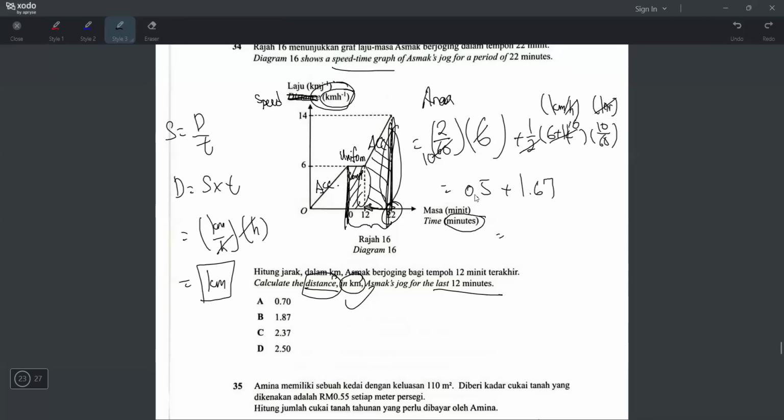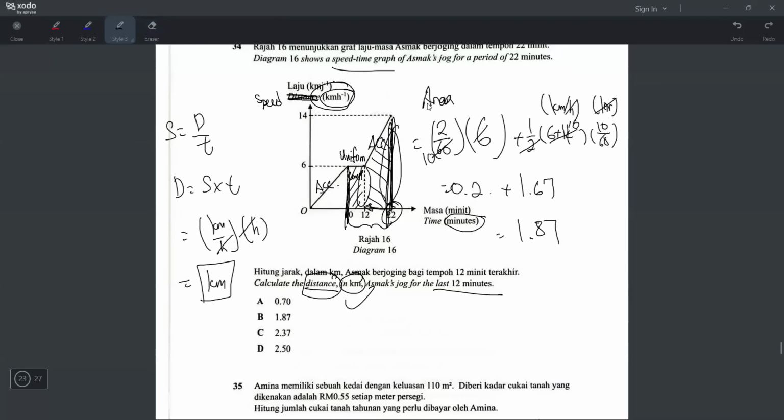And then tambah dengan 0.5, 2.1, wait, what? 1.67, and then plus 0.5, 2.17. Wait, why no answer? Oh, this one is 0.2, guys. Yeah, 2/10 is 1/5, 1/5 is 0.2. And then plus with 1.67 is 1.87.